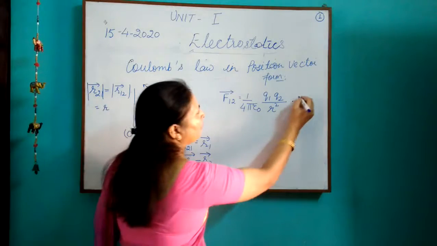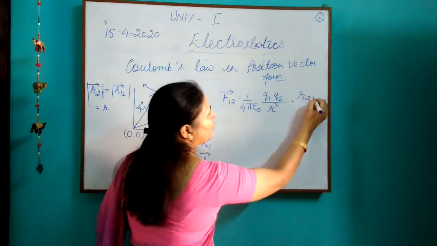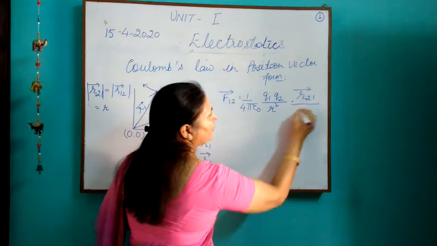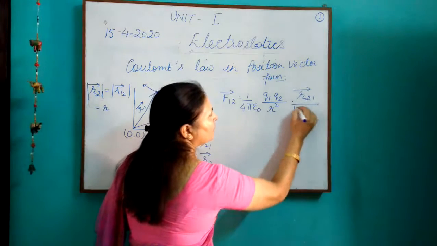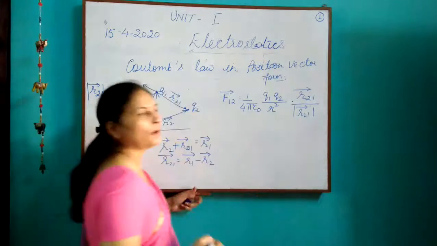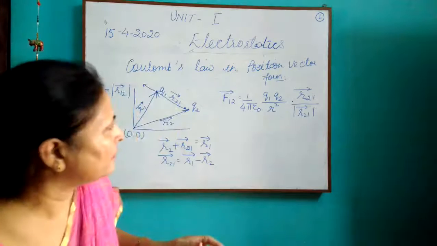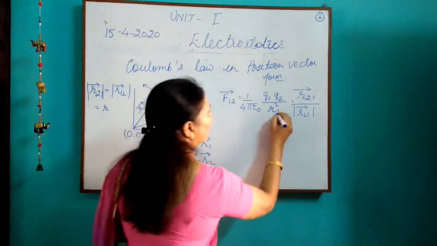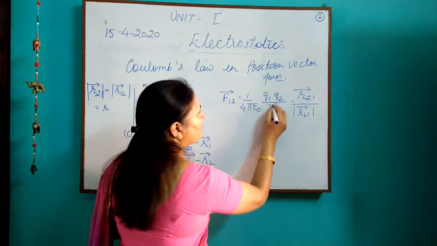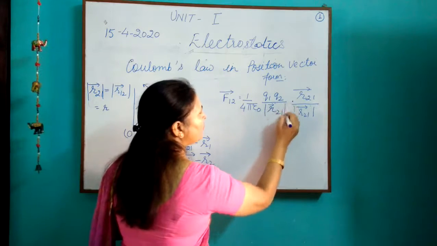So I have to only substitute here now the value of R21. So what I'll do? R21 vector divided by the magnitude of R21, and this also can now be replaced by R21 vector and the square of its magnitude.